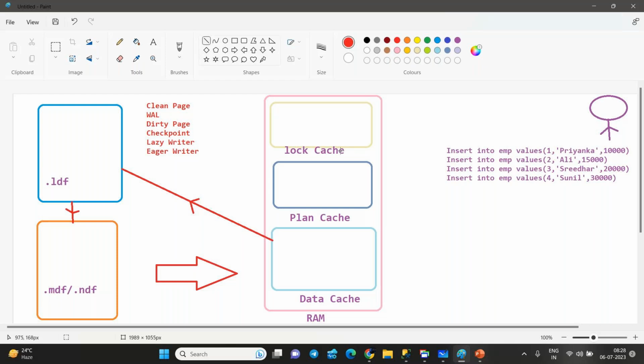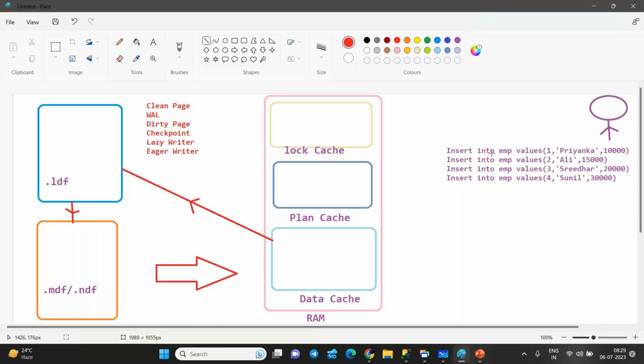This is nothing but RAM. So, for example, a user is performing an insert operation. Insert is loading the data, right? Correct? It's trying to load the data into the database.